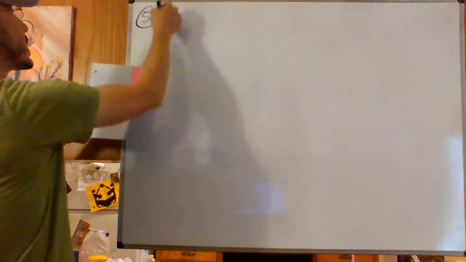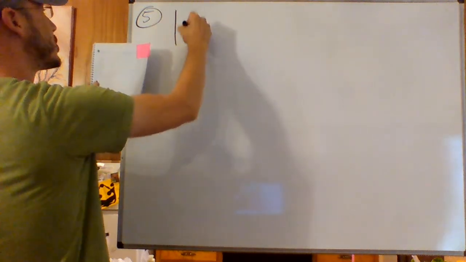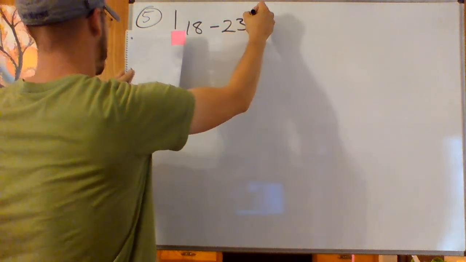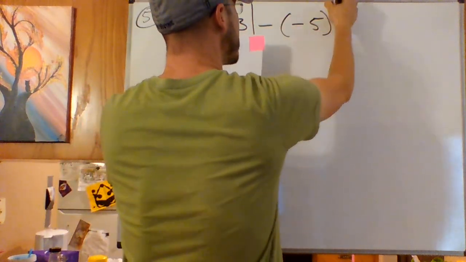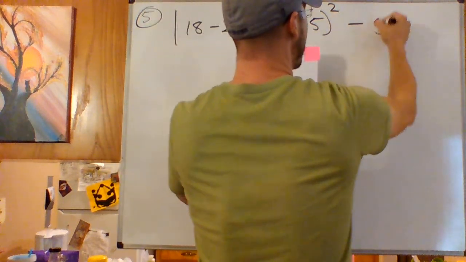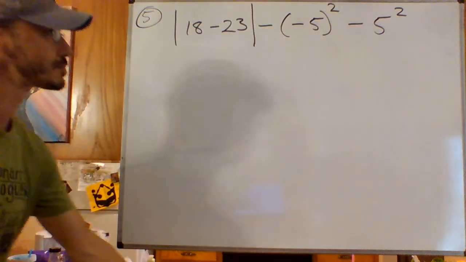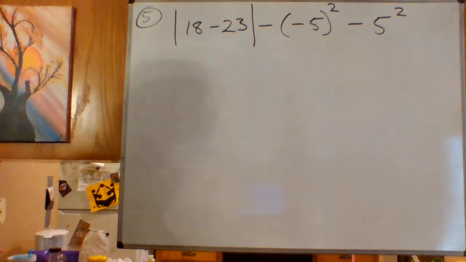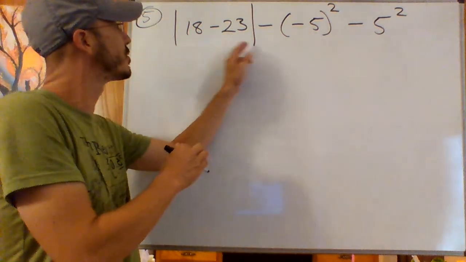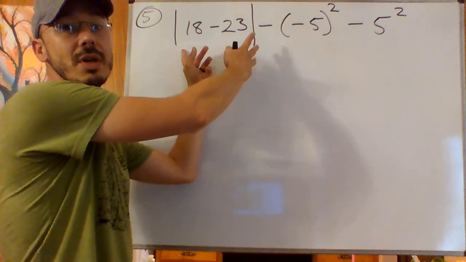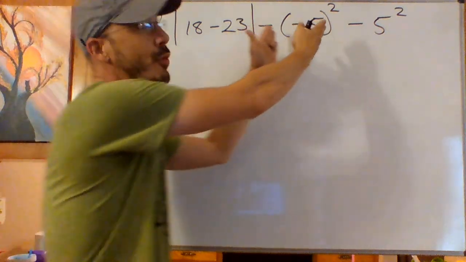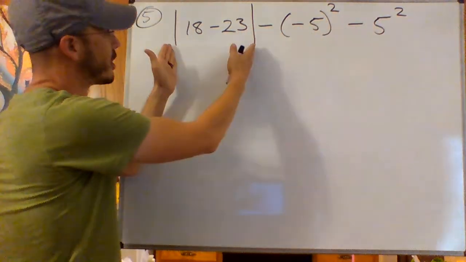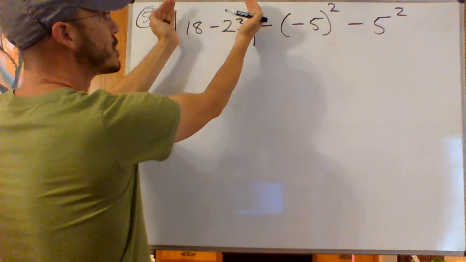In fact, this next one has something related. The absolute value of 18 minus 23, minus negative 5 squared, minus 5 squared. So absolute value bars are grouping symbols. So that's kind of like parentheses. That's the first thing that I'm going to do, even before I do these things with exponents in them. The absolute value bars contain or group these symbols.